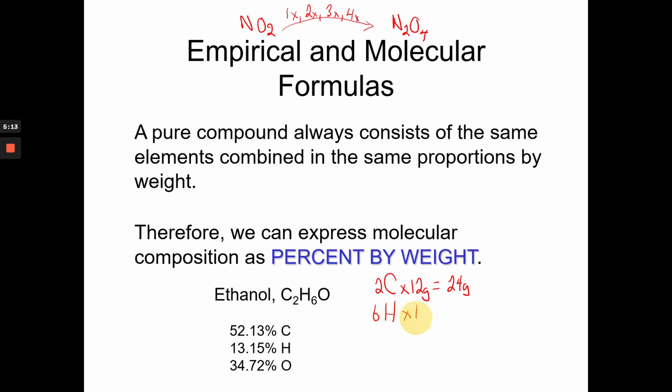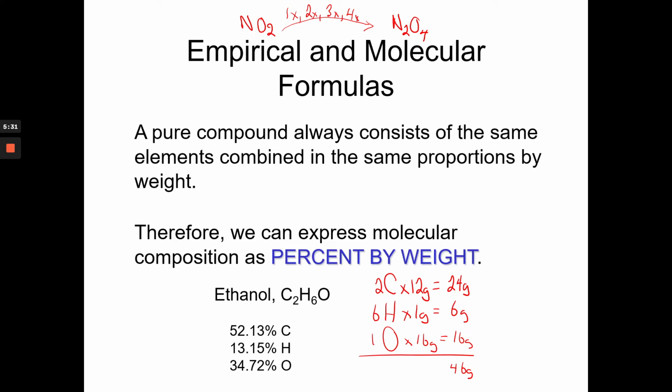Each hydrogen weighs 1 gram per mole. And finally, I have 1 oxygen and it weighs 16 grams per mole. So if you add all this up, you get 46 grams for what's called the molar mass of ethanol.